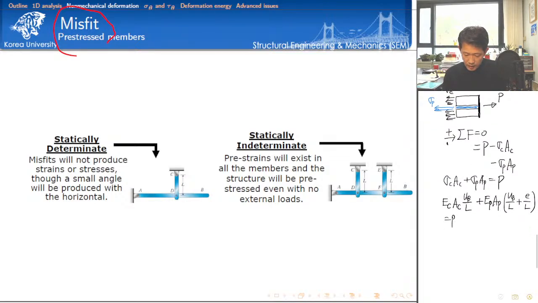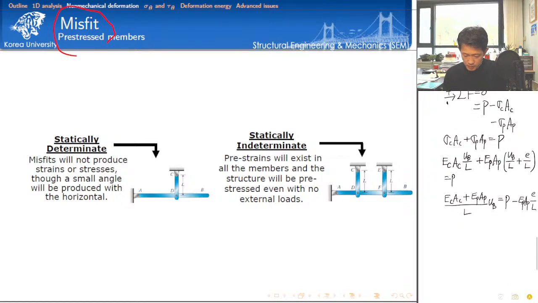So here let's finish the calculation. If I finish the calculation, EC AC plus EP AP divided by the length, and then UB is equal to P minus EP AP E over L. So my nodal displacement is equal to L divided by that, and then minus, sorry about it, and then we need to put this term here.